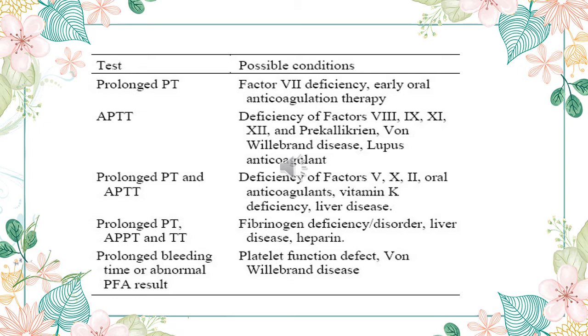Why common? Only if I have an extrinsic defect only, I will have a normal PTT, and if I have an intrinsic defect only, I will have a normal PT. Both are prolonged, and hence the patient has a defect in the common pathway: factor 10, factor 5, factor 2, and fibrinogen. Factor 2 and factor 10 in the common pathway are among the vitamin K dependent factors.